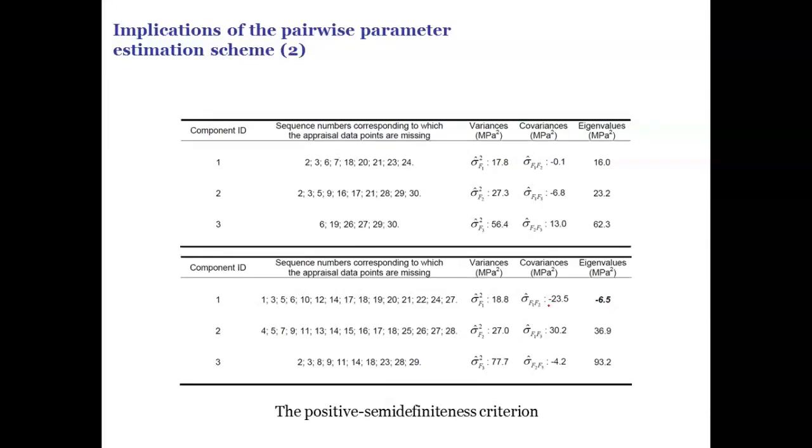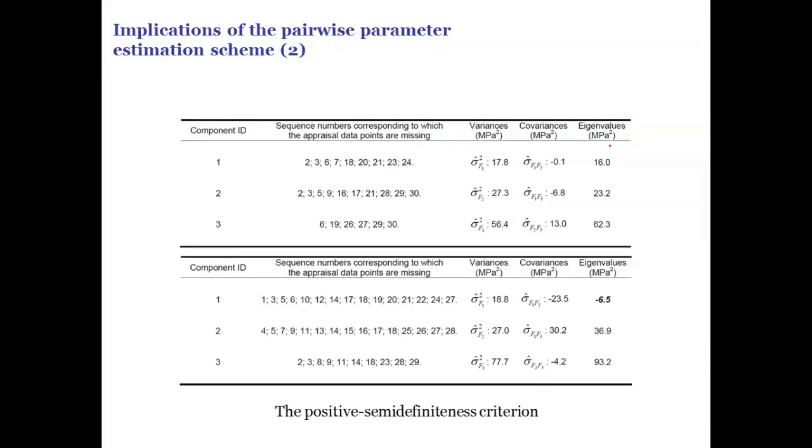If we feed this kind of data to the subsequent damage prognosis procedure, the evaluation cannot be performed due to this negative eigenvalue of this matrix. So on this occasion, we say this positive semi-definiteness criterion is not satisfied. That is a potential issue of this pairwise parameter estimation scheme.